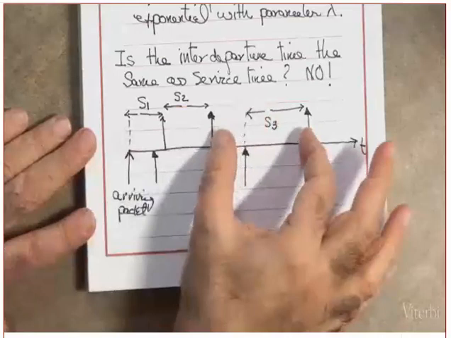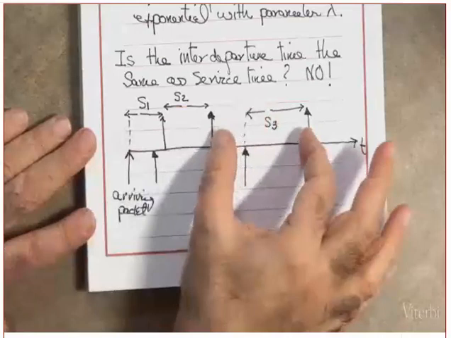The packet arrives externally at a rate of lambda 1, Poisson. Yes? Okay. It gets served with a probability of P. It will join this queue. With a probability of 1 minus P, it will join this queue. Yes or no? Okay. Let's see.